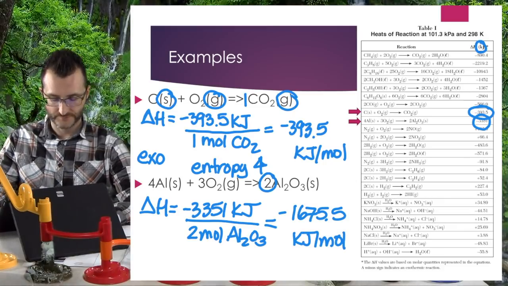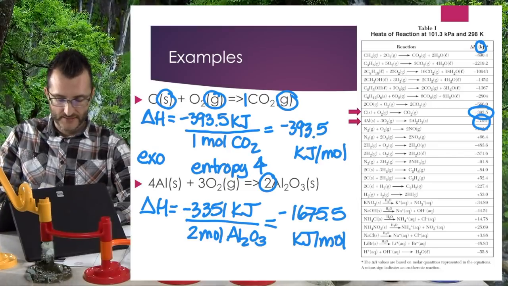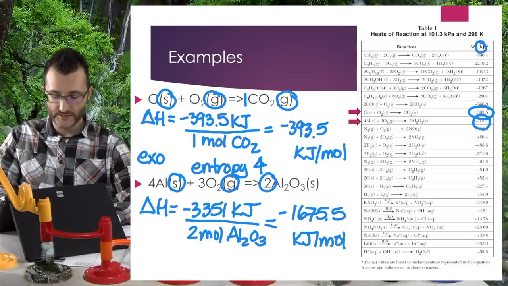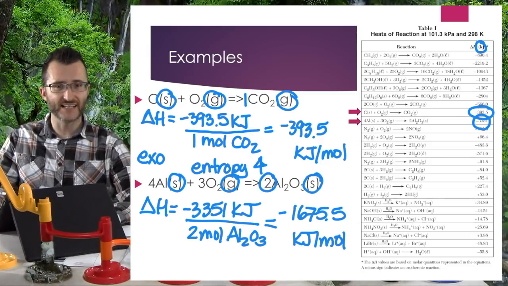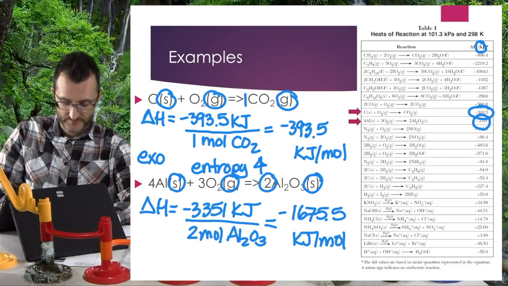And one last thing, let's check out the entropy by looking at the phases. I've got a solid and a gas on the left again, but only a solid on the right. Since I'm going to only solid, that's more ordered, less disordered. So the entropy is decreasing. Good, less disordered, entropy is decreasing. Very good.